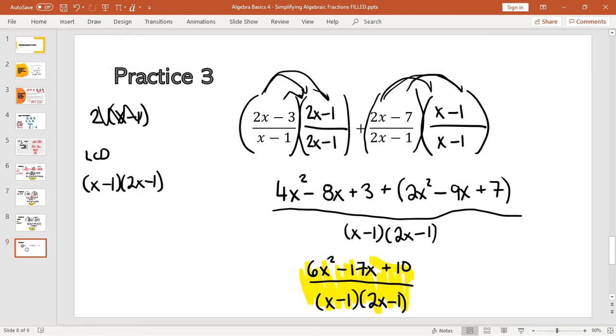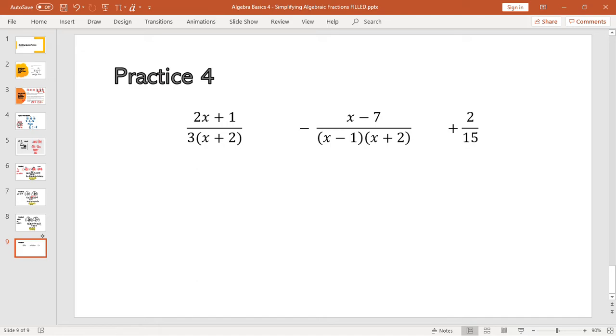And our very last slide, we got some numbers. So our numbers are 3 and 15, and they will both fit into 15, so no big thinking required on this one. And I see an x plus 2, which is different than an x minus 1. Sorry, that's an x minus 1. So our LCD is going to have the number 15 in it, this binomial, and this binomial.